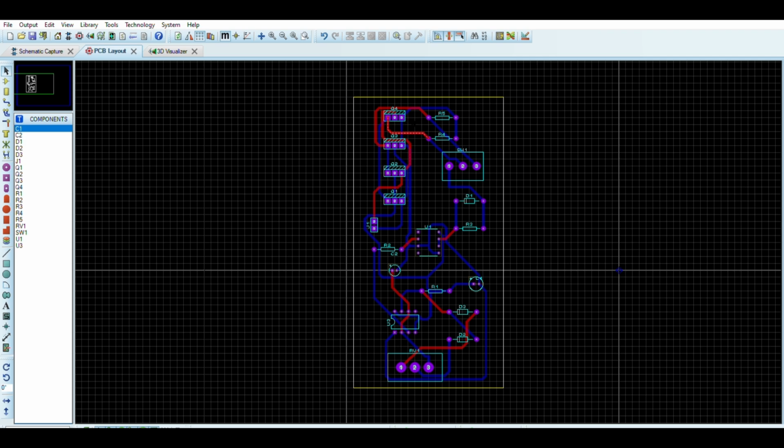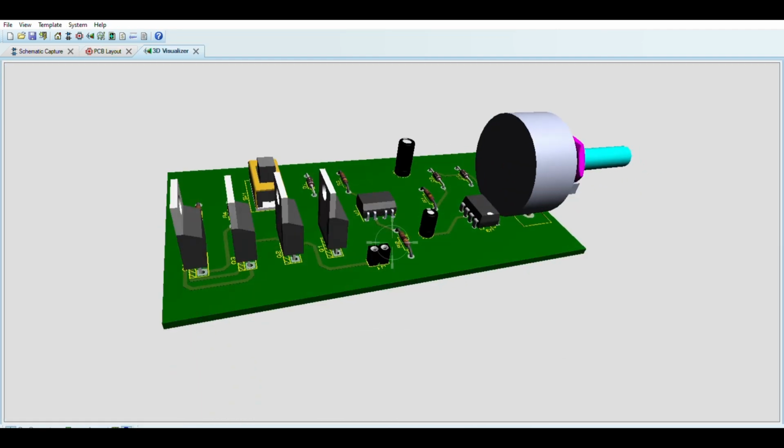That means the upper layer, you can see the red mark path, these go on the upper side, and the blue part goes to the lower side. So that's it. You can see this in 3D visualization, and you can see something like this.